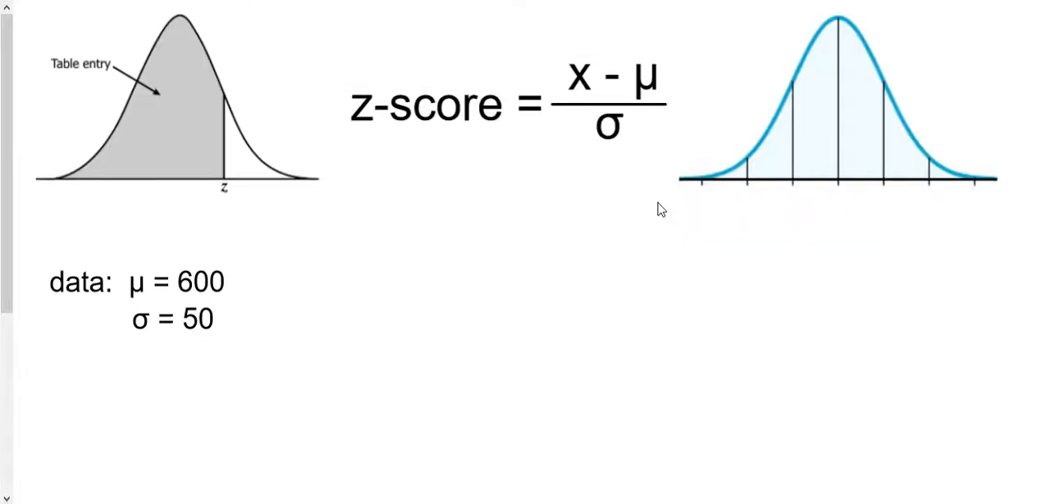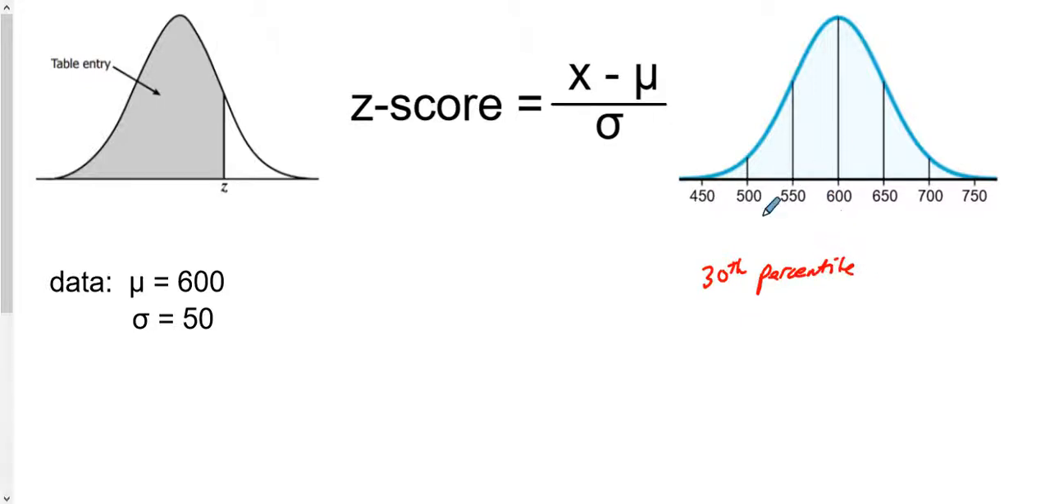So if we go back to this data that we had here, let's say I wanted to find out what score would put 30% of this data below you, all right? So I'm asking what actual number between 450 and 750 places somebody in the 30th percentile.